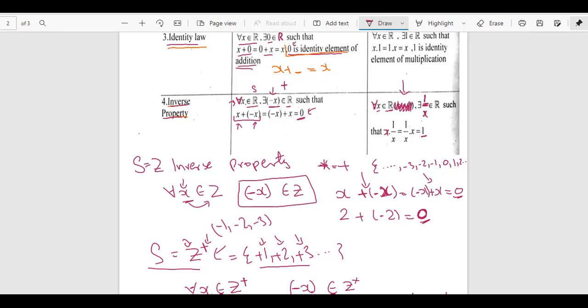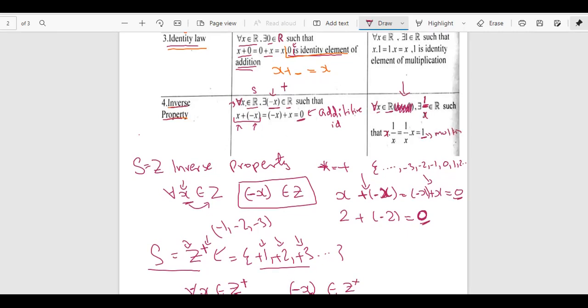Another way of saying this long sentence is identity element of addition. We call it the additive identity. So 0 is the additive identity, and 1 is the multiplicative identity.